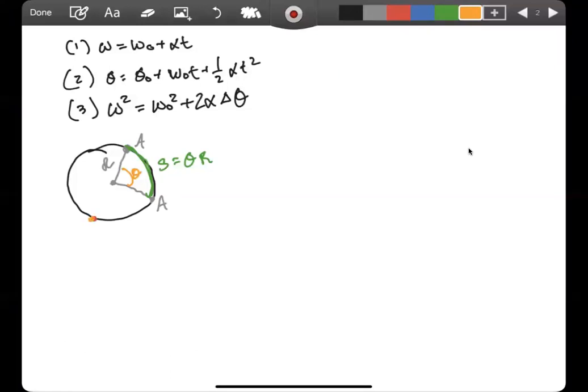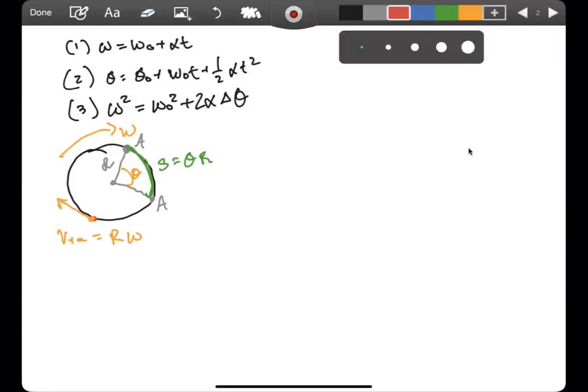Next, this has a tangential velocity and possibly a tangential acceleration. So this is my tangential velocity. The tangential velocity is equal to the angular velocity times the radius. If this is rotating in this direction with a velocity of omega, that's how these relate to each other. And then finally, if this is speeding up or slowing down, let's say it's speeding up, in this direction I have a tangential acceleration, where my tangential acceleration is again related to the angular acceleration.